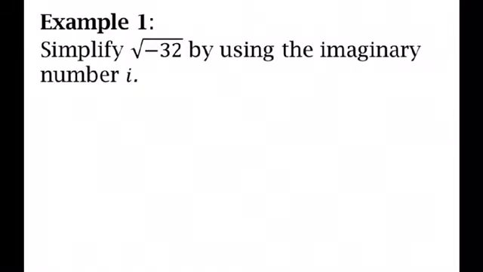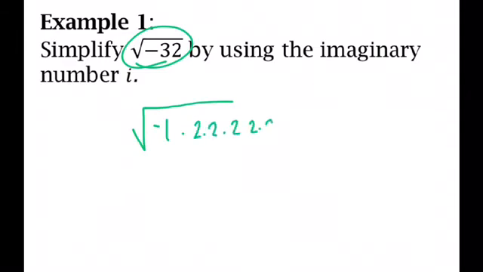Okay, so for our first example, if we take the square root of negative 32, we can use the imaginary number i to do this. Before, when we've done this, we said there aren't any real numbers that would satisfy this. But now that we know imaginary numbers, we can say the square root of negative 32: that's negative 1, and then 32 is 4 times 8.